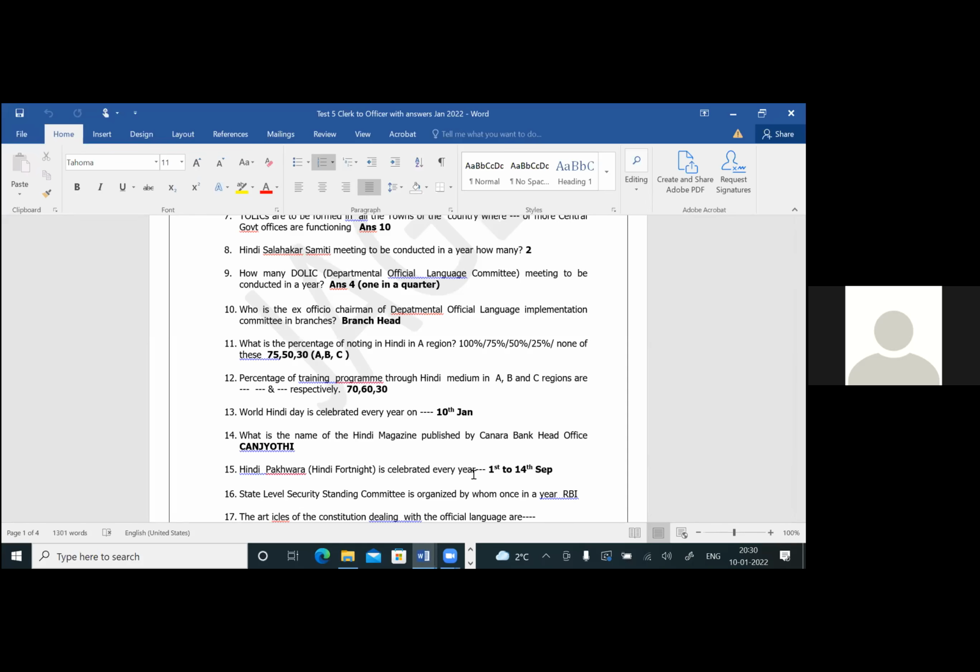When is customer day celebrated in the bank? On 15th of the month. Customer day is celebrated on 15th of the month. If 15th of the month is a holiday, when does customer day have to be celebrated? Next working day. These questions they will ask.